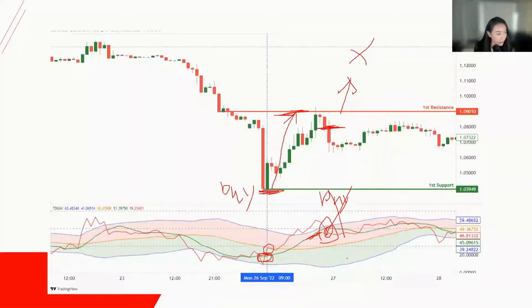Or maybe we take this one as an example. The orange line crosses the level from below, I think this one is the 39 level. So it's giving us a signal to what? To buy it, right? So maybe we can buy from here and our take profit is towards the first resistance, but actually it did not hit the first resistance. So these are all the signals that tell me whether I should enter the trade, and how I'm entering the trade. Should I long it? Should I short it?